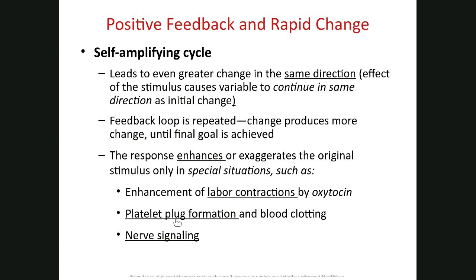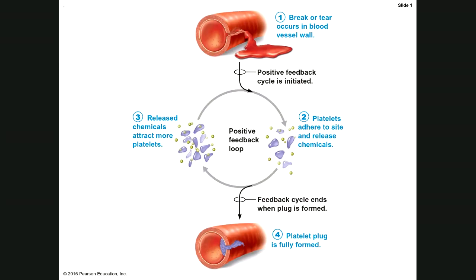Another example is platelet plug formation, otherwise known as blood clotting. All right, and then nerve signaling. We're really not going to talk about that yet. We will much later. So this is not in your book, and I'm not going to ask that you know the steps here. I'm only including this as an example of positive feedback just quickly, all right?